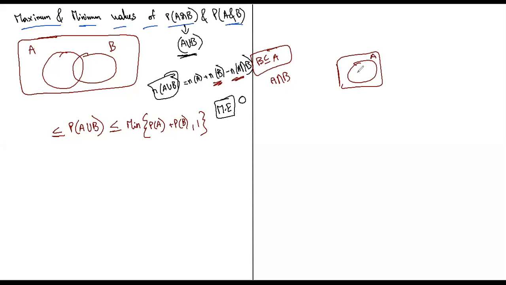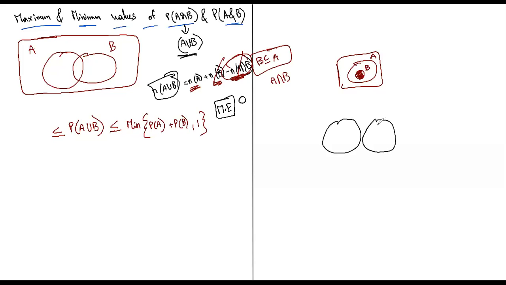If B is a subset of A, what does that mean? B is inside A, right? So what is the common part? The common part will be the entire B. So then these two will cancel out. Okay? So then you'll get the minimum value when the intersection is at its highest. When can the intersection be highest? See, you can visualize it like this. Just try to visualize. The intersection should be larger, okay?